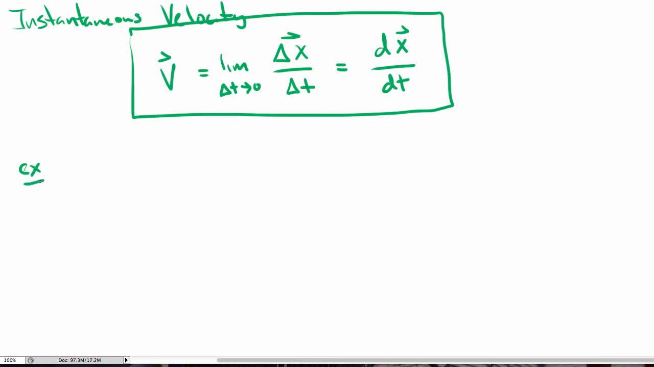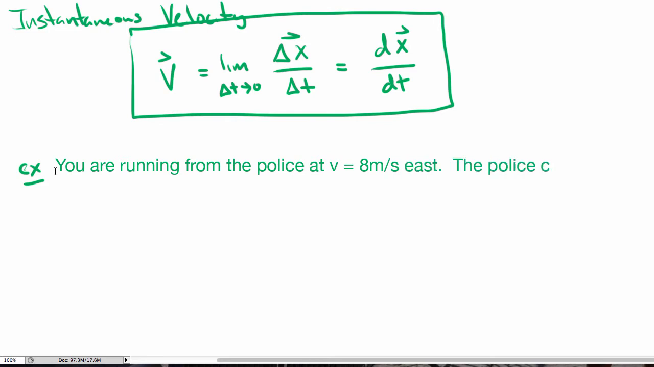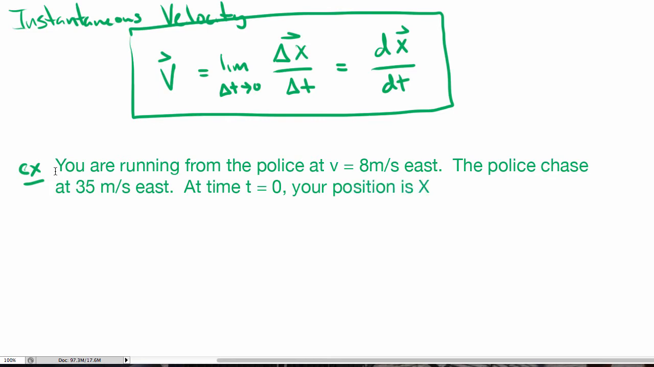So let's do another example here. In this case, we're going to have a police chase. So you are running from the police, and by running, I mean driving because you're in a car, at a velocity of v equal to 8 meters per second east. The police chase at 35 meters per second, also to the east. And then at time t equal to 0, your position is x equal to 120 meters, and the police are at x sub p equal to 15 meters. So you've got a bit of a head start.